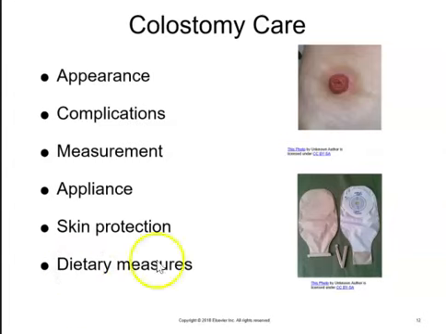And then, of course, dietary measures. So depending on where their stoma is going to impact what they're able to eat and what they're not able to eat. It also impacts the way the stool looks. So if it's like an ileostomy, it's going to have high output and it's going to be very liquidy. If it's a colostomy, it's going to be more solid. It's going to look more like fecal matter, like what we would expect. So make sure you prepare your clients for that as well.